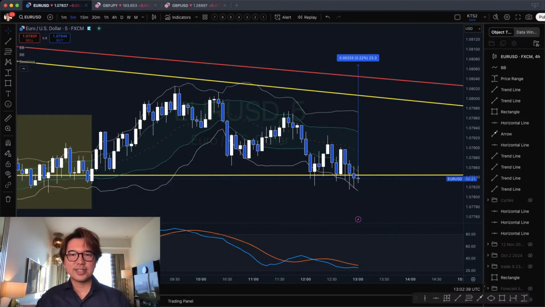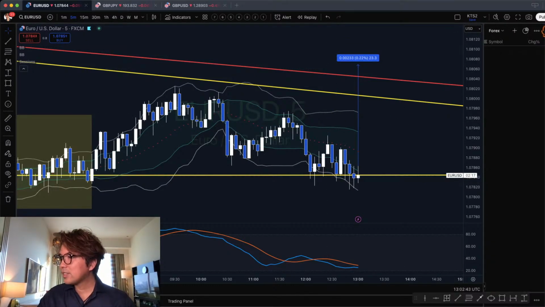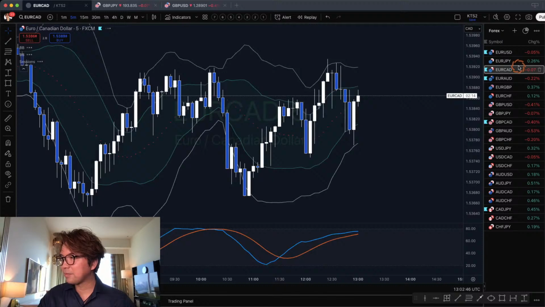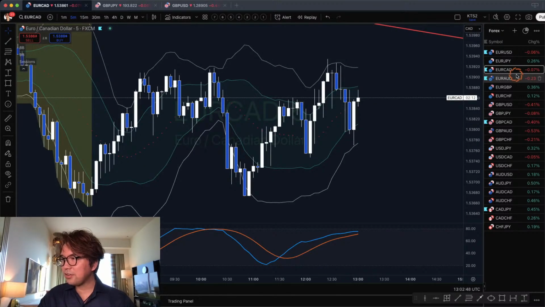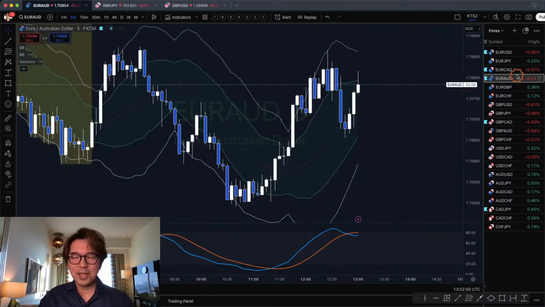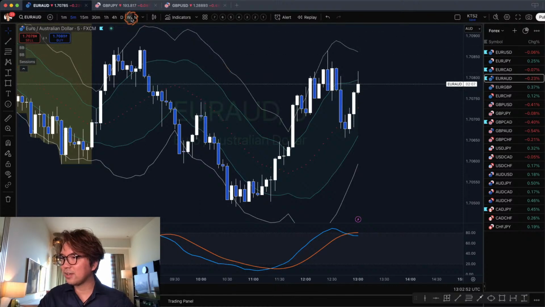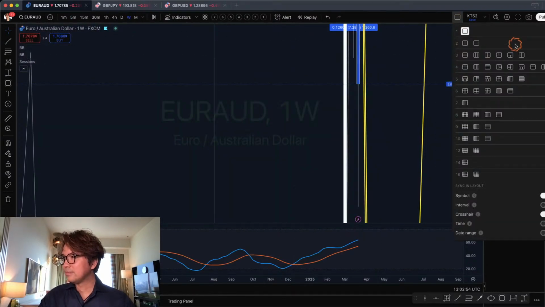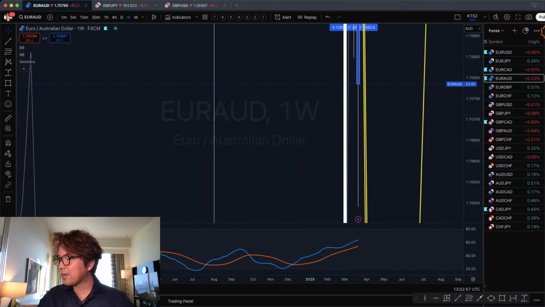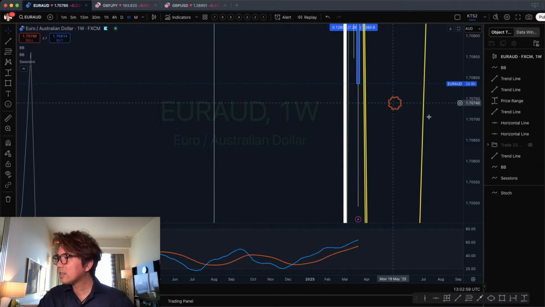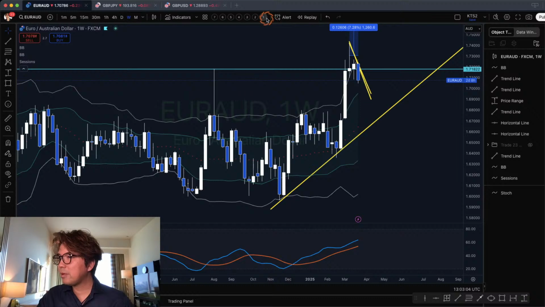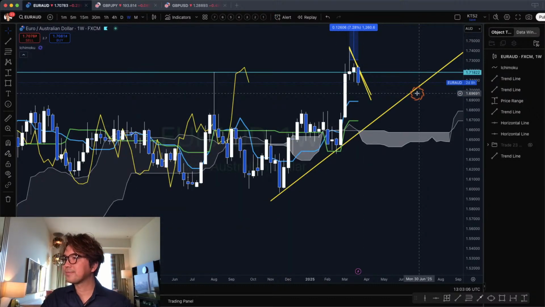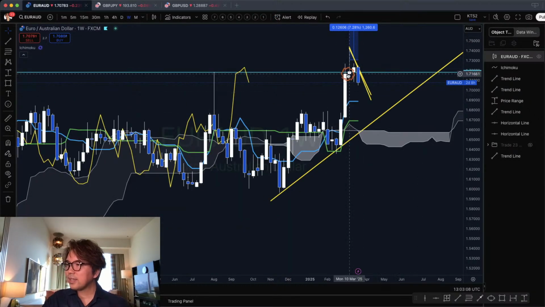Okay, so let me check one more market today, which is Euro CAD. Well, since Euro AUD, Vice mentioned, let's check the Euro AUD also. Starting from the weekly time frame analysis, let me pop up Ichimoku again. Then yes, you see that it has been retracing this week.